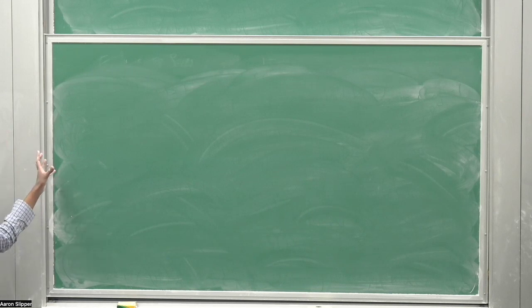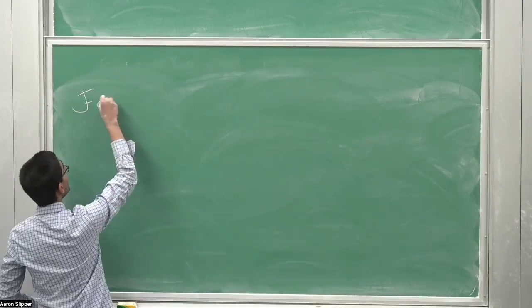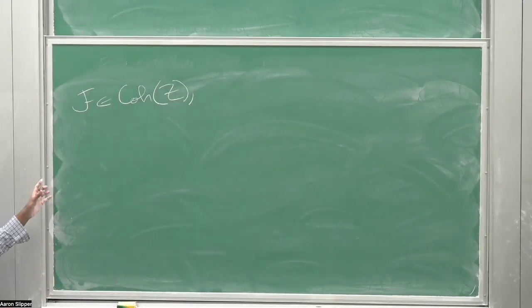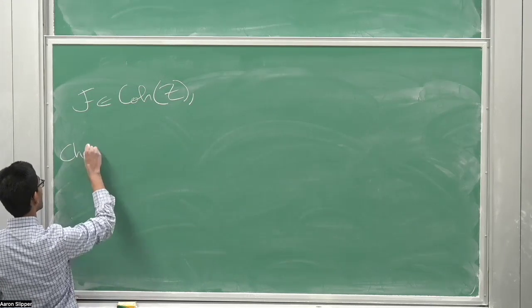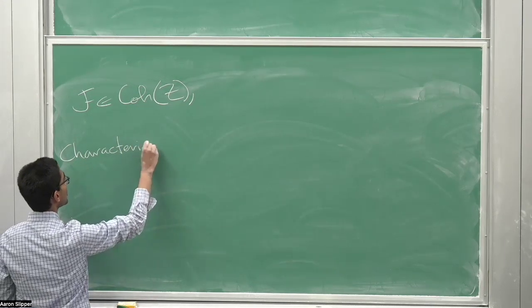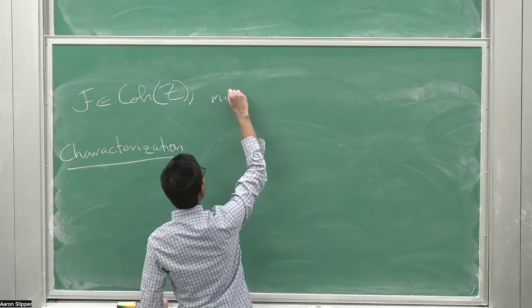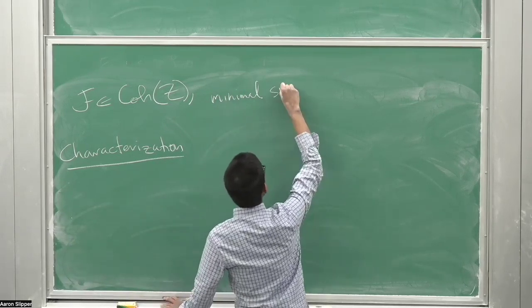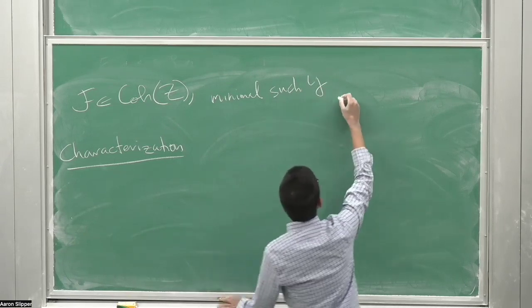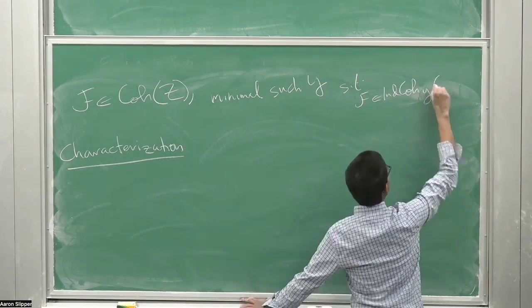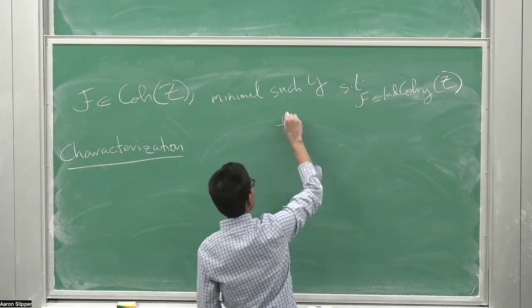If F is in coh of Z, then there's a minimal Y such that F is in ind-coh sub Y of Z, and that's called the singular support. So there's the following characterization: if F is in coh of Z, then there's a minimal sub Y such that F is in ind-coh sub Y of Z, and this is called a singular support.